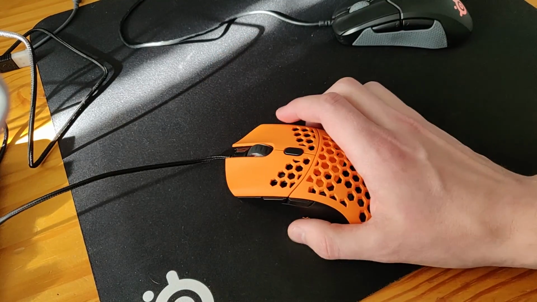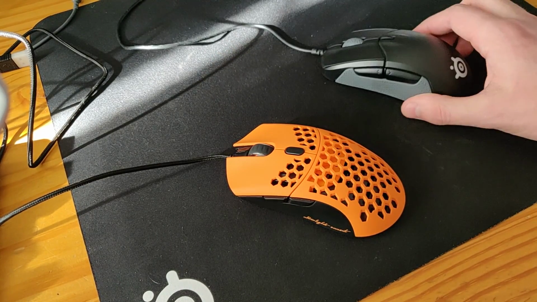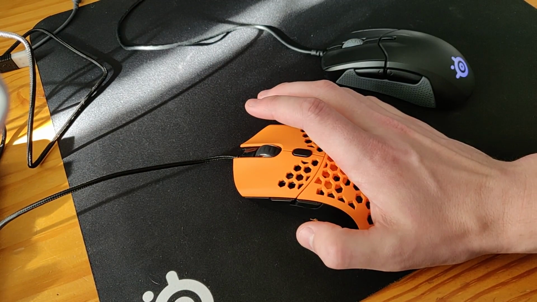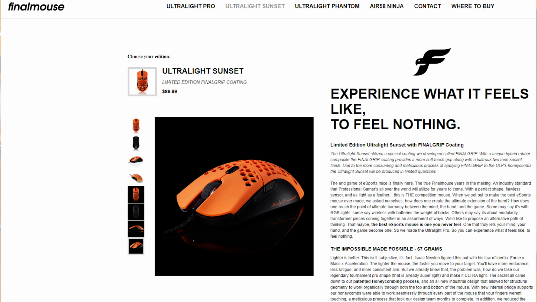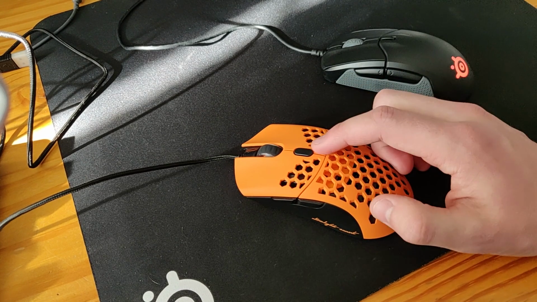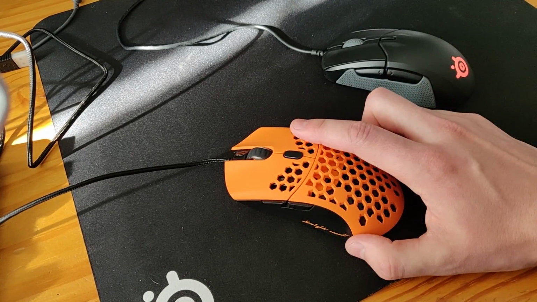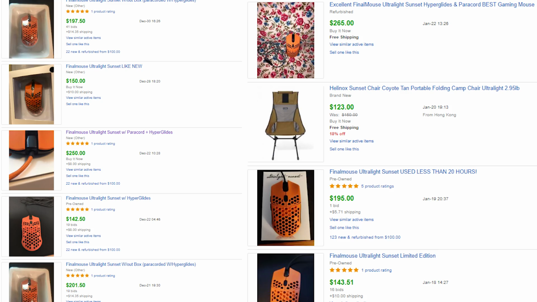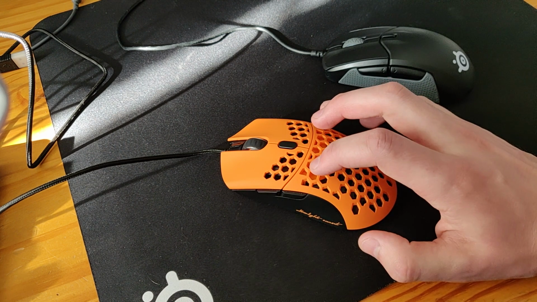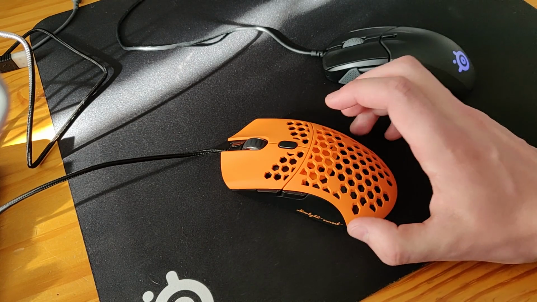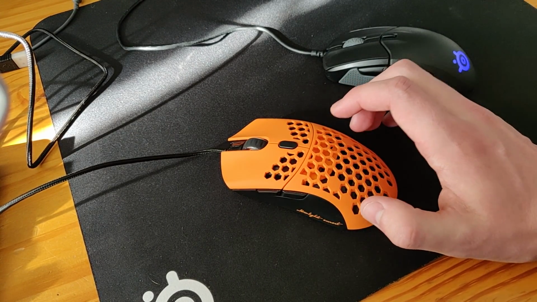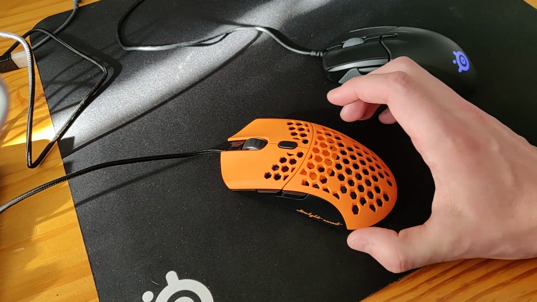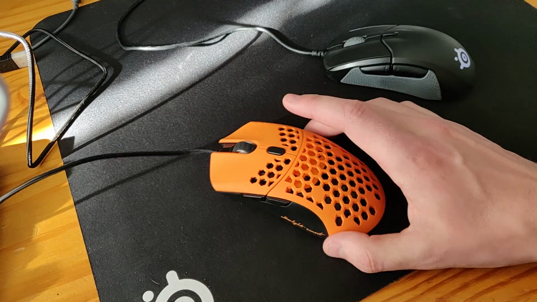And so that kind of leads me to the final point, which is price point. Retail, the Final Mouse Ultralight Sunset is $90, which doesn't sound bad, but you can't get it retail anymore. And so if you want to get it, you got to get it through eBay. Looking at around $150 to $200 for a used one and $200 to $300 for a new one. Unless you're a collector or unless you're in need of, like I was saying, high performance gaming, it's not worth the price point by any means.